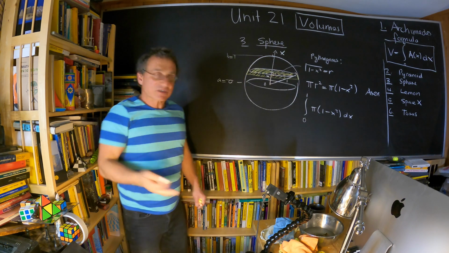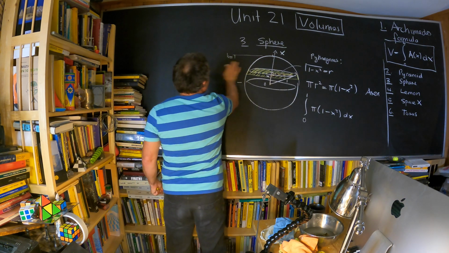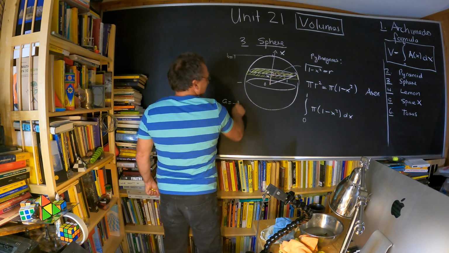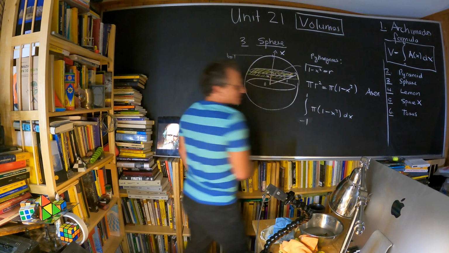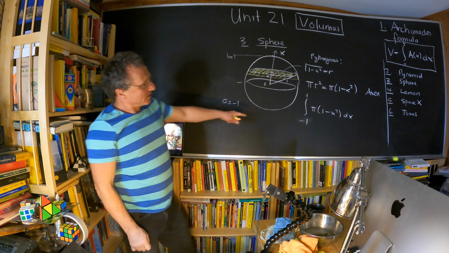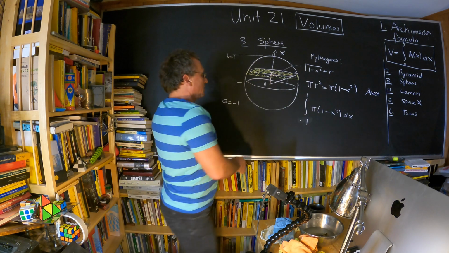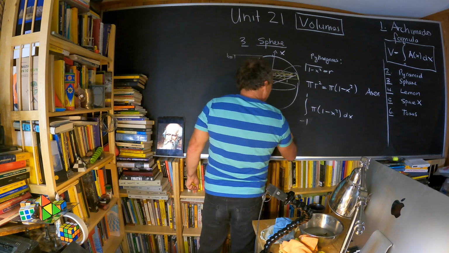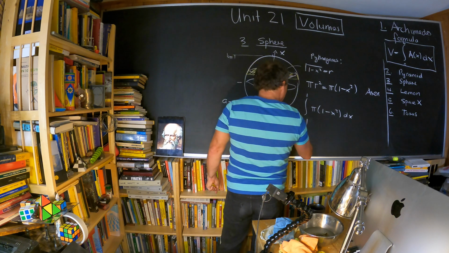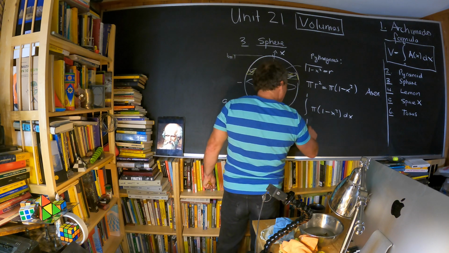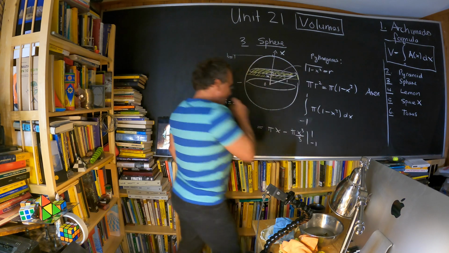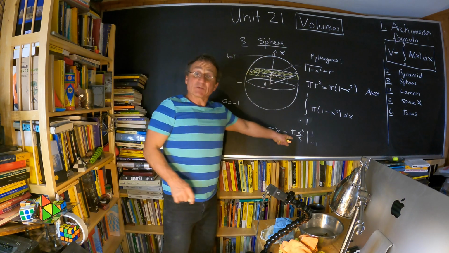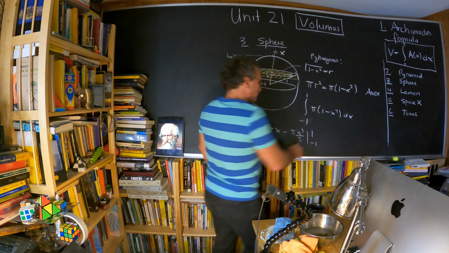Actually, I want the whole sphere. So if I take the whole sphere, then I get a equal to minus 1. And I don't have to multiply by 2. So let's just do this here. And then we get pi x minus pi x cubed over 3, and then from minus 1 to 1. So we get 1 minus 1 third is 2 thirds, times 2 is 4 thirds.